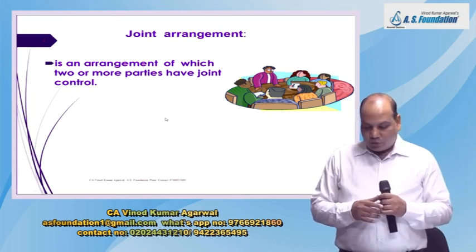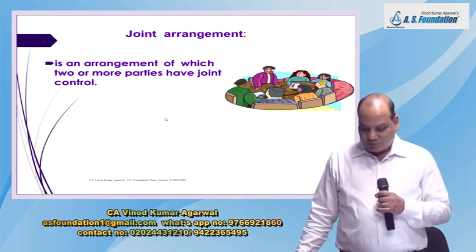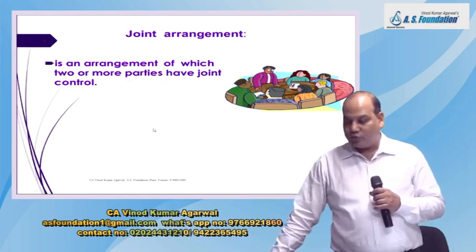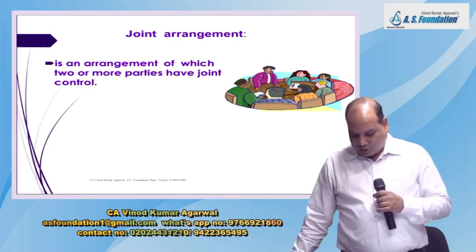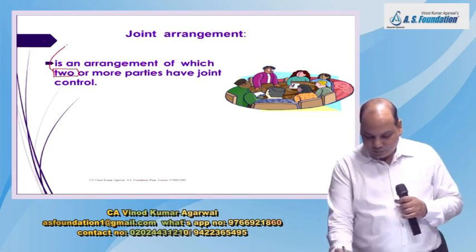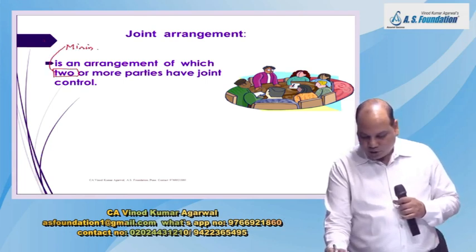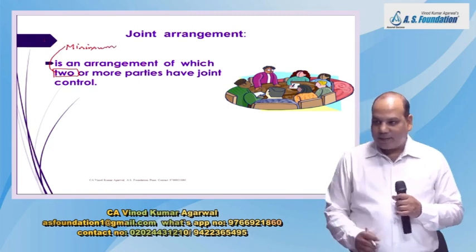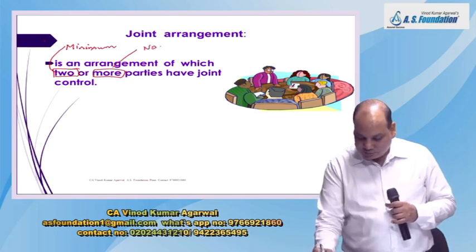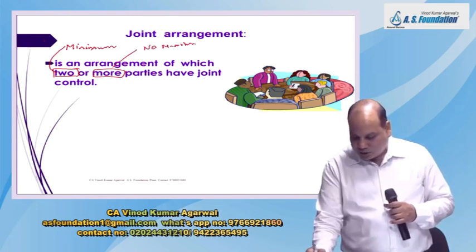Point number 2, what is a joint arrangement? Joint arrangement means an arrangement, basically a kind of agreement, of which two or more parties have joint control. How many parties are required? Two minimum. You can't enter into a joint arrangement with yourself, right? You need at least two parties. And what is the maximum limit? The standard does not have any maximum limit.